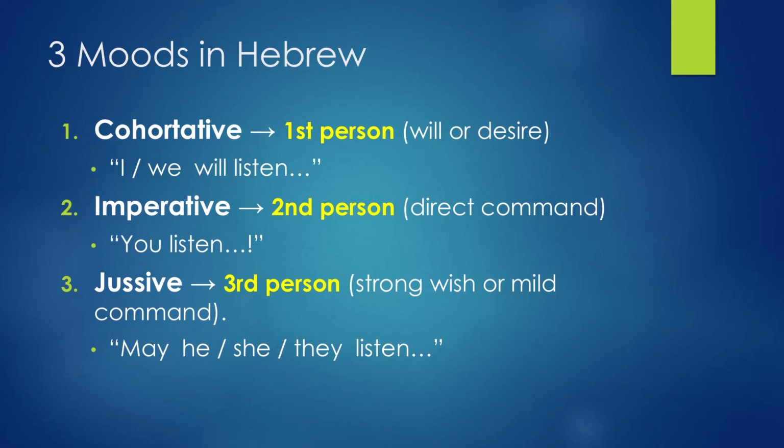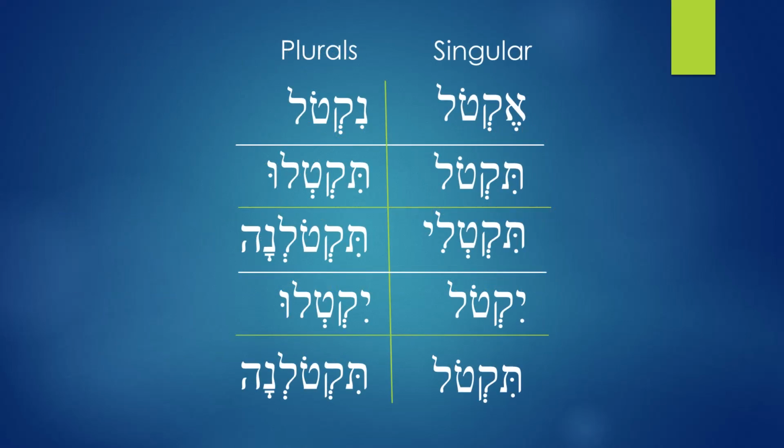Now you may be wondering, how are these modes built? Where are they coming from? And the answer is this. All the three modes that we've looked at, the cohortative, the jussive, the imperative, are coming from the imperfect tense. All of them build their forms or their paradigms from the imperfect tense. All they do is just make minor changes to their forms, but they're coming from the imperfect tense.